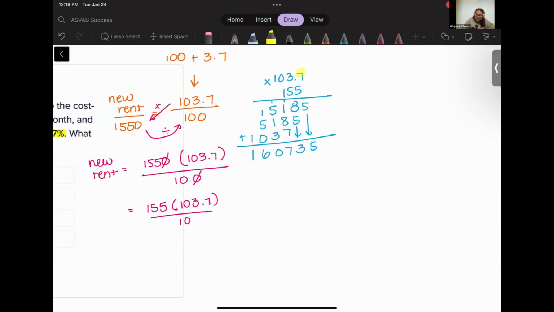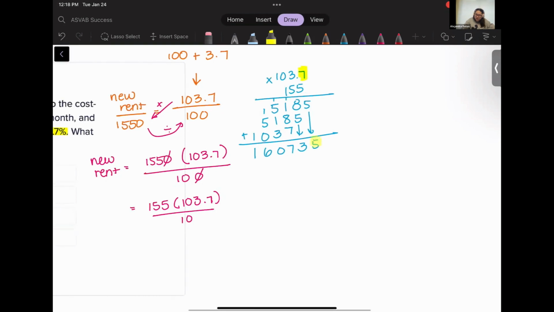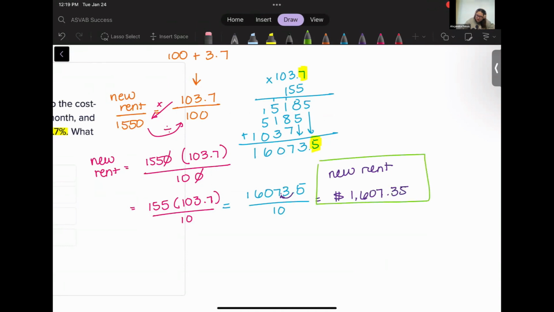Because our problem had one number behind the decimal point, we are going to have one number behind the decimal point. So this is going to equal 16,073.5 divided by 10. But we know that when we divide by 10, we have a little shortcut, which is that instead of going through the whole long division, you can just move the decimal 1 to the left. So your final answer for the new rent would be 1,607 with 35 cents.